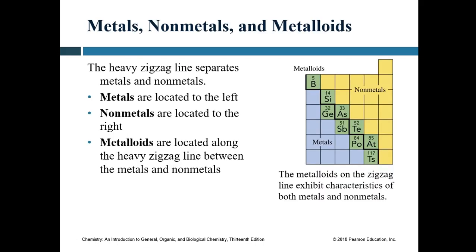Now, another portion of the periodic table divides them. There's this dividing line here, this stair step. They call it a staircase line. It divides metals from nonmetals.